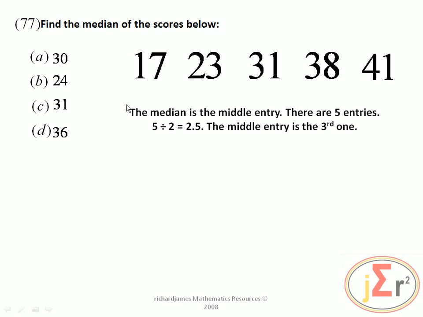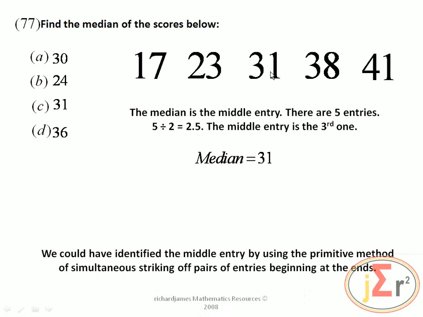So there are 5 entries. 5 divided by 2 is 2.5. The middle entry is the third one. So we have 1, 2, 3. So that is our median. So the median is 31.